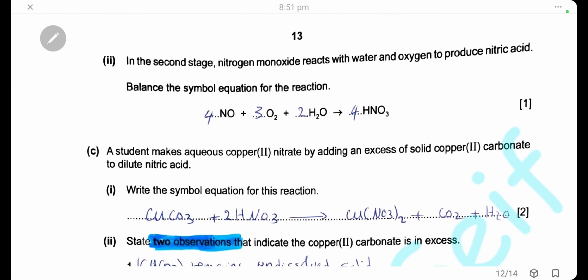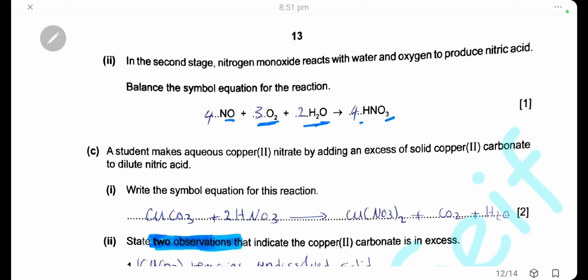In the second stage, nitrogen monoxide reacts with water and oxygen to produce nitric acid. Balance the simple equation for this reaction. To balance the equation, we will count how many oxygens are on each side. Here we have 1 plus 2, 3 plus 1, 4. So we have 4 oxygens on this side and 3 oxygens on the right side. So we will try to make both sides with 12 oxygens. Here we have 4 plus 6, 10 plus 2 oxygen, 12.